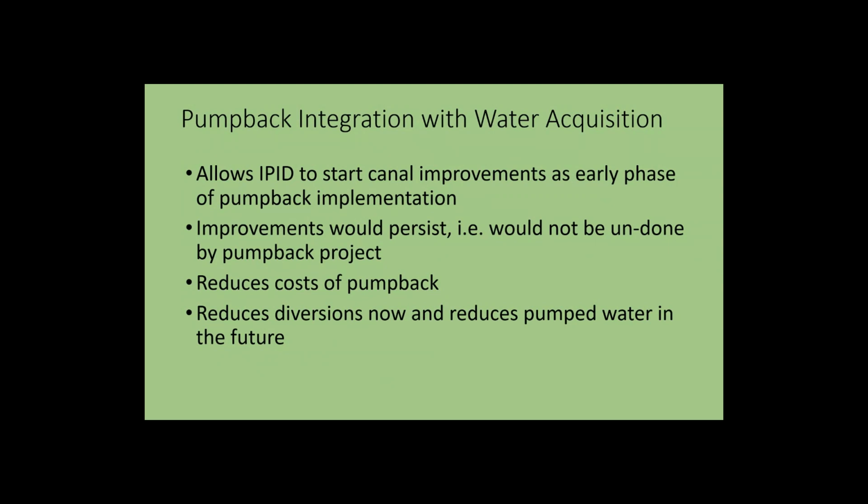And we have the immediate effect of reducing the diversions now. We'd see the immediate in-stream flow benefit, and it would also reduce the amount of water that's pumped in the future, right? Because this is going to be a permanent reduction to the water right portfolio of the irrigation districts in both Peshastin and Icicle.